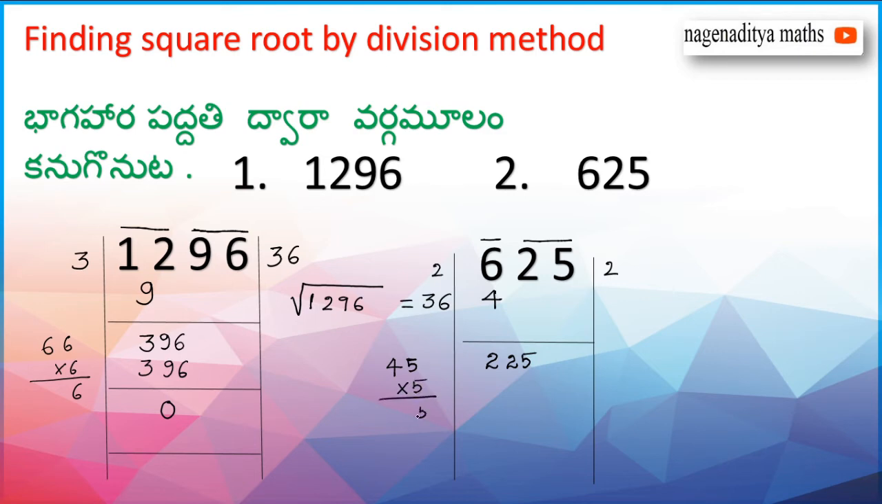So 5 5s are 25, 5 4s are 20, so we got 225. So what we need is 225. That is why it is sufficient to write 5 here and 225 here. Okay, the remainder is 0. So the square root of 625 is 25. Okay, so this is how we can find the square root of the given numbers by division method.